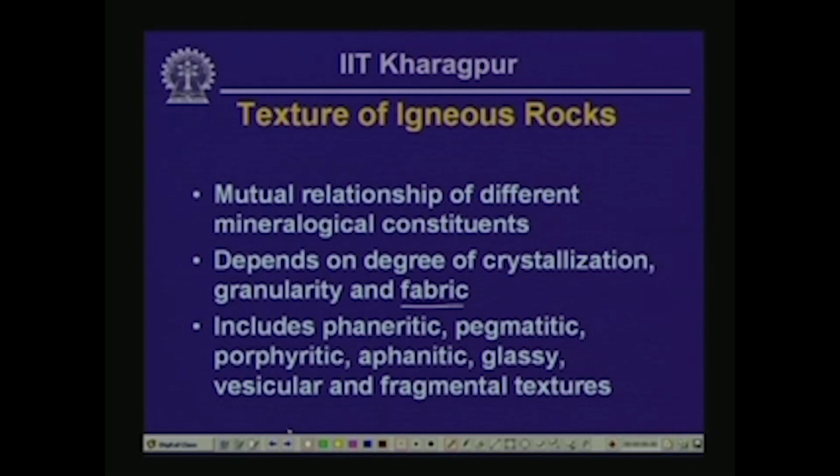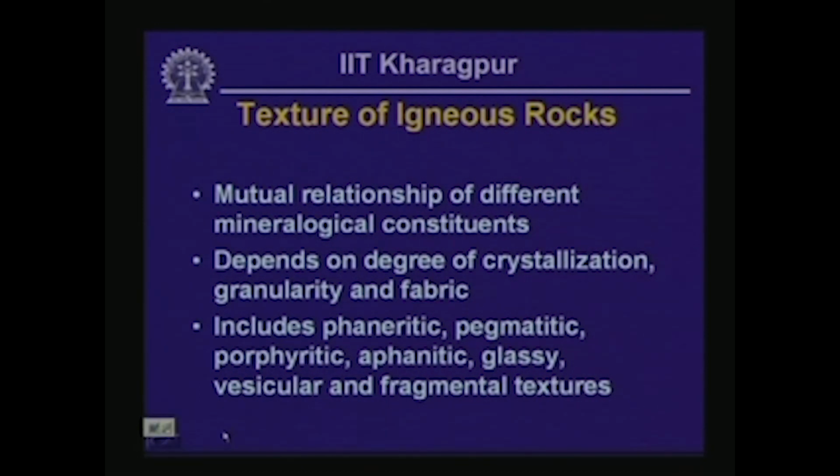Then there could be other types of texture also called vesicular texture or fragmental texture. By vesicular texture, what is meant is that a magma is going to be composed of dissolved gases, and these gases may come out of solution, and that forms gas bubbles, and they end up with development of vesicular structure, as we will see in one of the pictures later on.